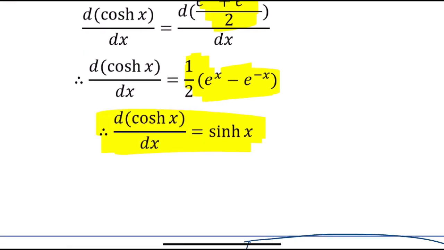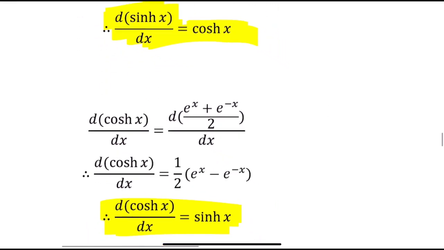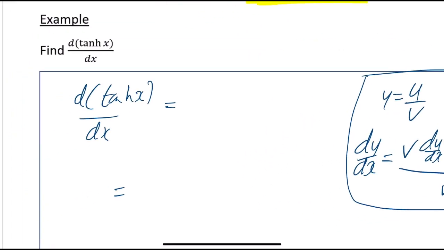So you've got those two results. I'll get rid of the other yellows here. There's the two results that we have. Differentiate hyperbolic sine, you get hyperbolic cos. Differentiate hyperbolic cos, you get hyperbolic sine. Easy peasy, right? So we're going to look now at how we differentiate hyperbolic tan.